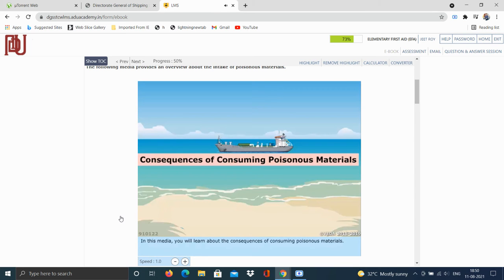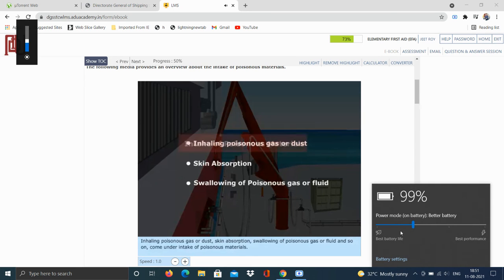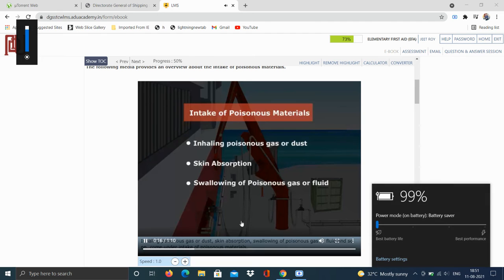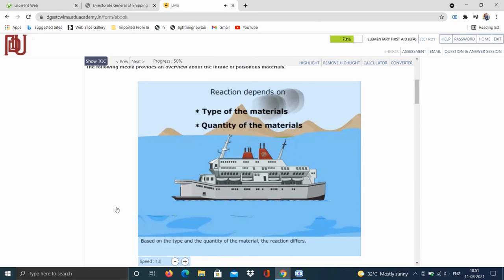In this media, you will learn about the consequences of consuming poisonous materials. Inhaling poisonous gas or dust, skin absorption, swallowing of poisonous gas or fluid, and so on, come under intake of poisonous materials. Based on the type and the quantity of the material, the reaction differs.